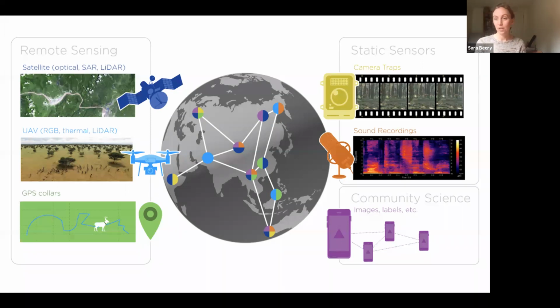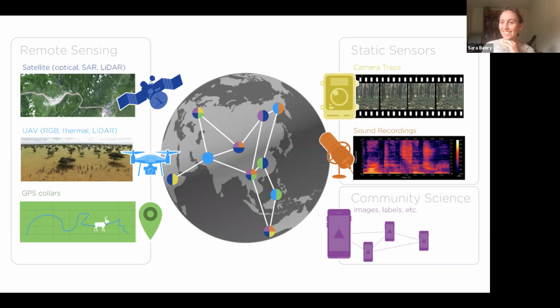But now we have access to more remote sensing data, drones, very lightweight GPS monitoring, static sensors like camera traps or sound recording, and also humans who are getting interested and collecting data as community scientists in the field and building large data repositories of biodiversity data. Our ability to monitor the world around us is really improving.